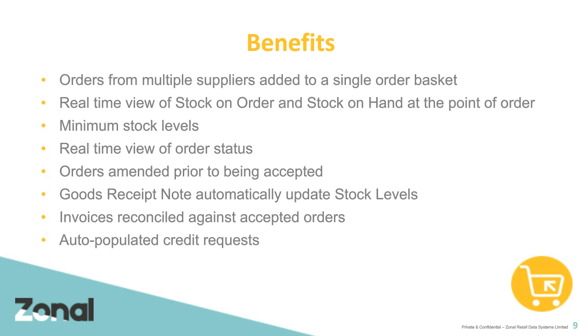Real-time visibility of stock on hand and stock on order, especially when coupled with a minimum stock level, makes it very easy for sites to optimize their stock holding at the click of a button. Being able to see the status of each and every order allows users to see at a glance that their orders are being processed, together with any changes to that order. So if there's a short or a sub, they have advance notice and can make alternative arrangements to get that stock if necessary.